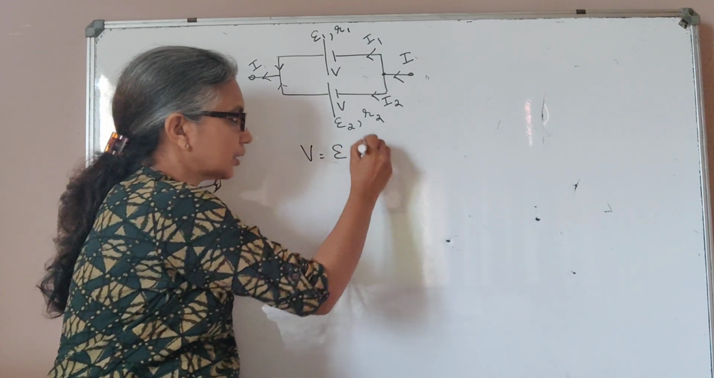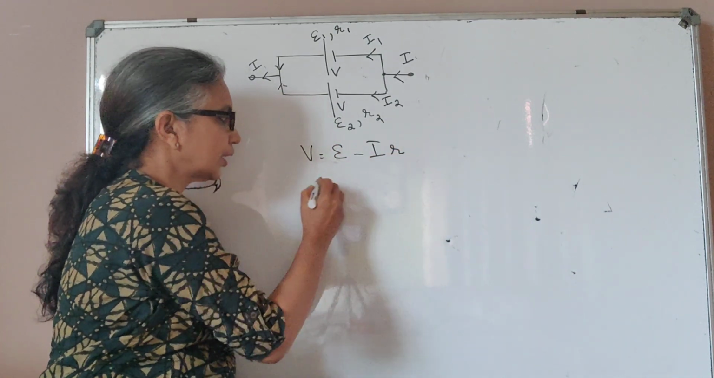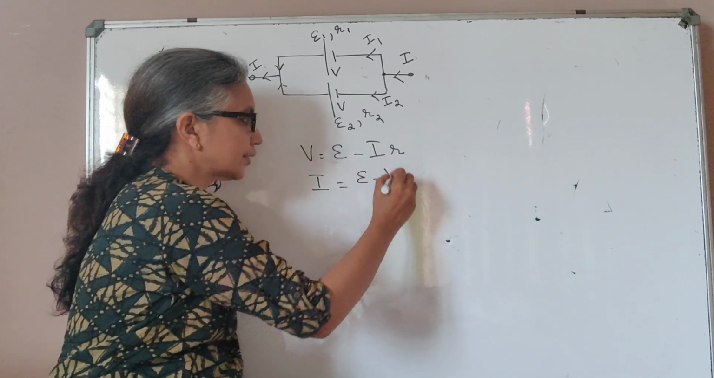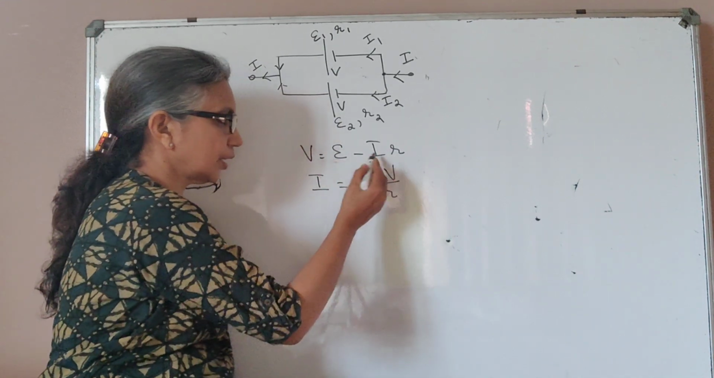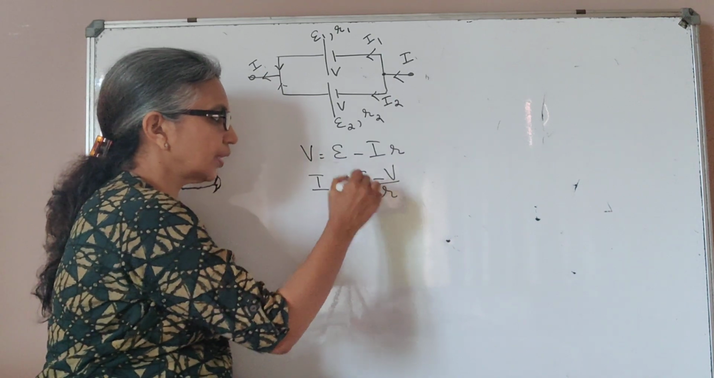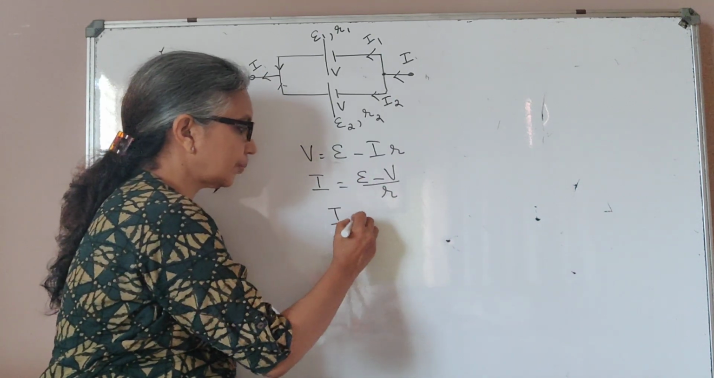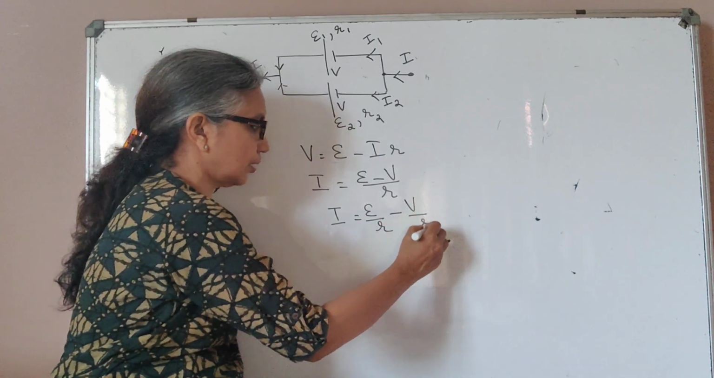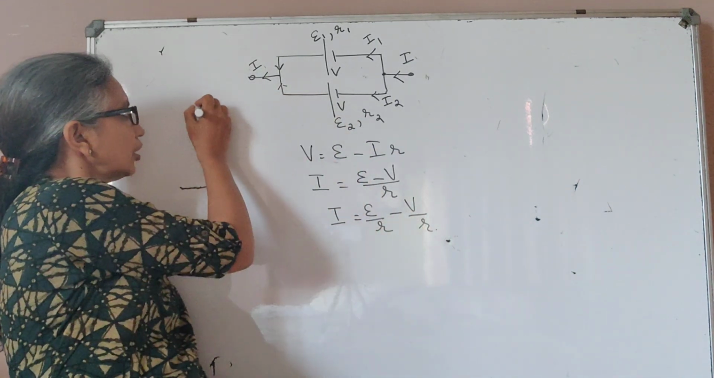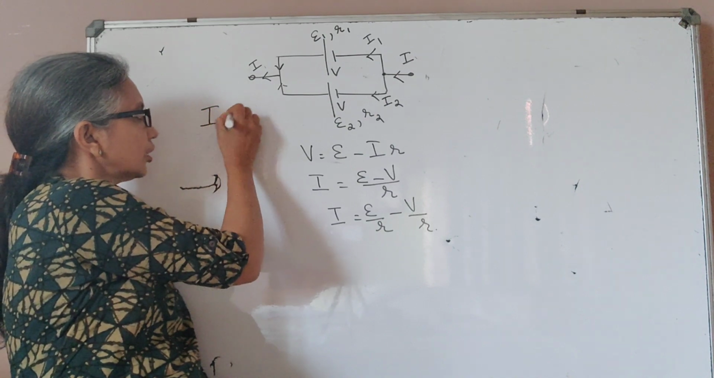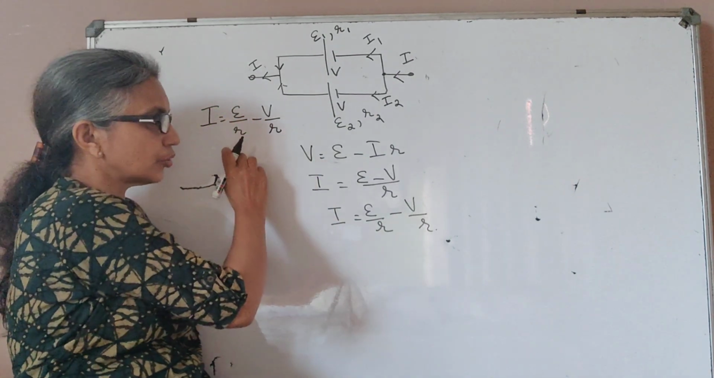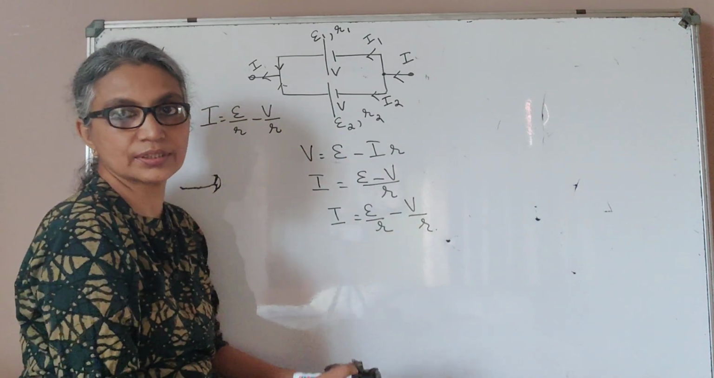So from your equation, V equal to E minus IR, I can get an expression for I as E minus V by R, right? I have brought this here. So E minus V by R, or I can be written as E by R minus V by R. So please remember, in your cell, I is equal to E by R minus V by R, and this equation is what I am going to use for this derivation.